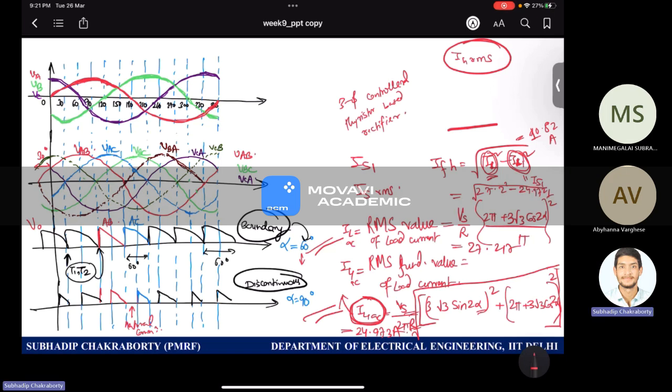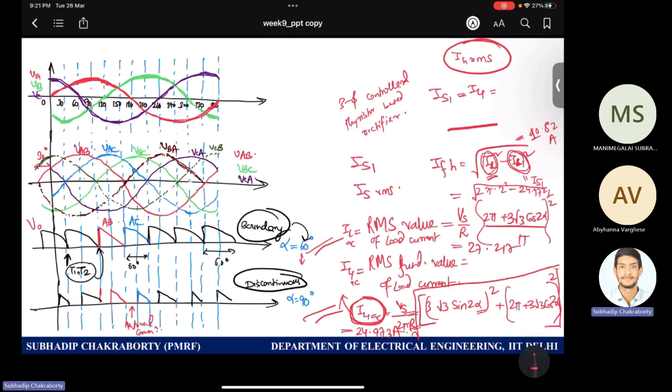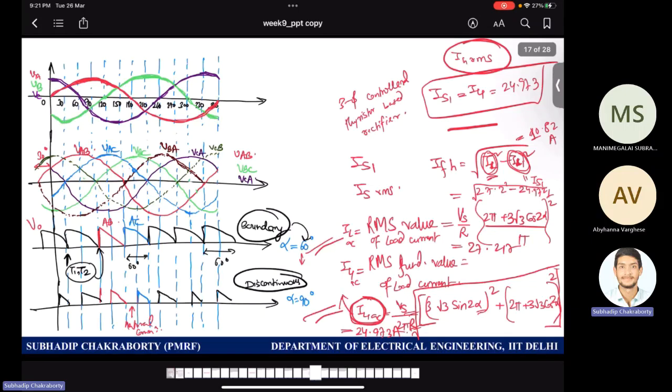And if someone asks you what is the fundamental of supply, then it is the same as the fundamental of load, and the fundamental of load is nothing but 24.973. So this can also be asked. Okay, why are the fundamental of load and supply the same?